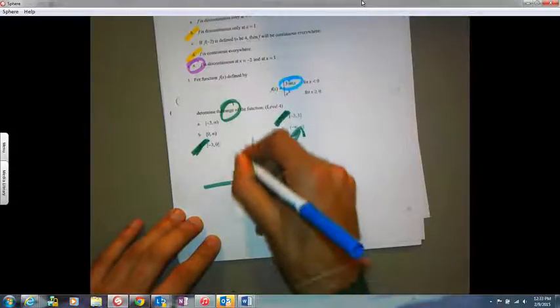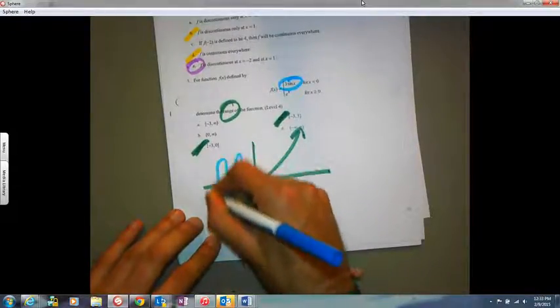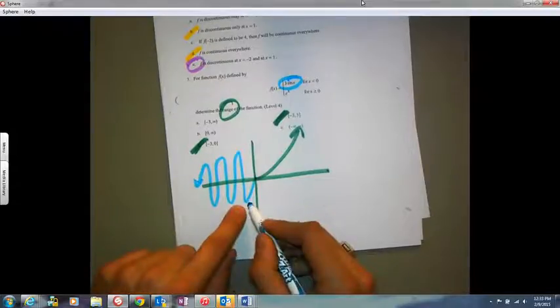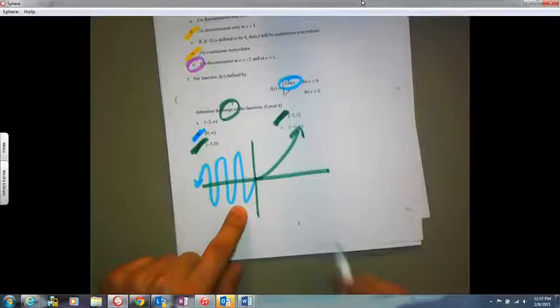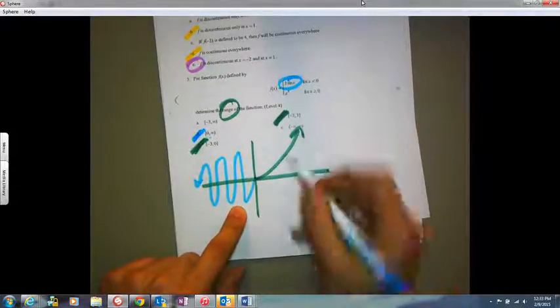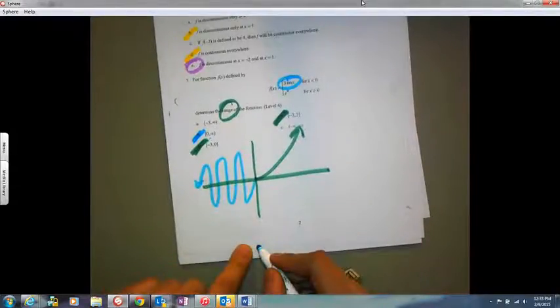Now we need to see what happens over here. 3 sine of x. We know any function with sine is periodic. Down, up, down, up, down, up, and so on. The function clearly goes negative, so the range must go to negative, so B is wrong, because B says we stop at 0. E is wrong, because E says we go all the way to negative infinity. We don't, so it must be A.